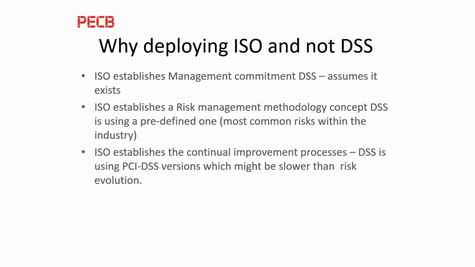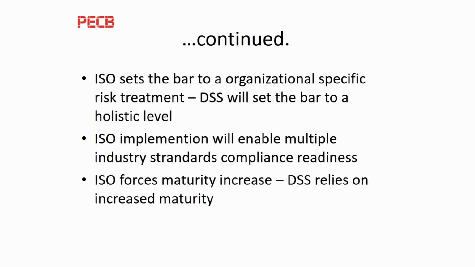Vectors of attack and vectors of undertaking risk are going to change. They're going to increase or they're going to decrease. Some of them are going to appear, some of them are going to disappear. Depending on your risk treatment plan, you will lower some risks and you will increase others. ISO sets the bar to an organizational specific risk treatment. DSS sets the bar to a holistic level. Again, based on the fact that some of the risks might not be applicable to you. So that checkbox where you're going to come back and say, this is not applicable for me, you will have to document it. The only way to document it is you doing a risk management to a certain degree.